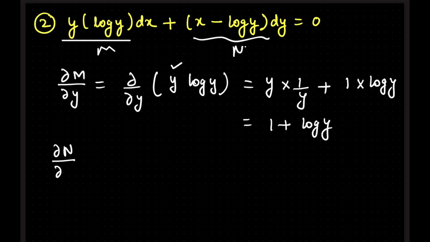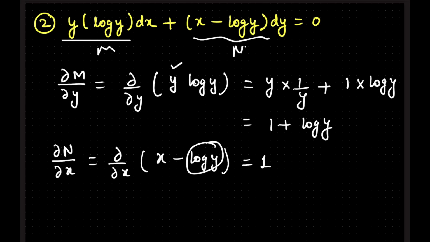Now finding dou N by dou x. N is our x minus log y. So you will get 1 for the first term, and the log y term is constant because we are partially differentiating with respect to x. So the y term will be constant, so you will get 0.